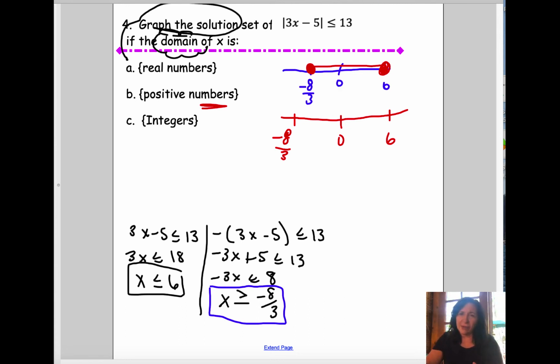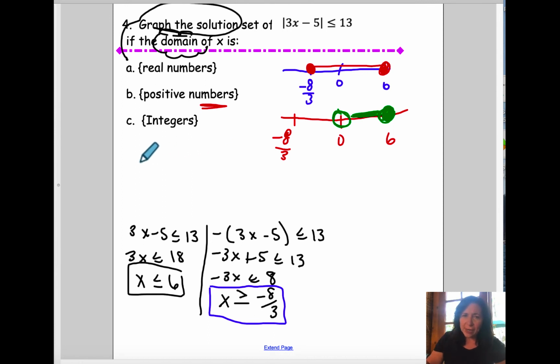Now you've got to ask yourself, is 0 a positive number? No, it's neither positive nor negative. So for this value, this is actually an open circle, and then it's all the values to the right, including 6, like that. Okay? Do you get that?